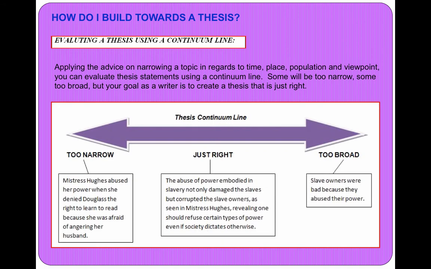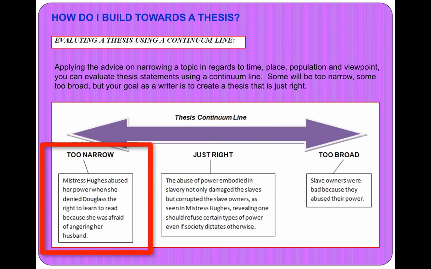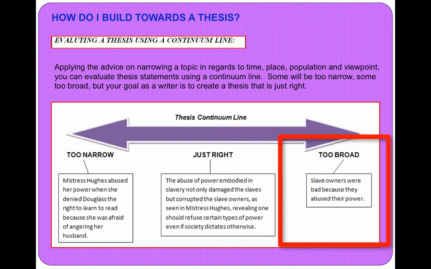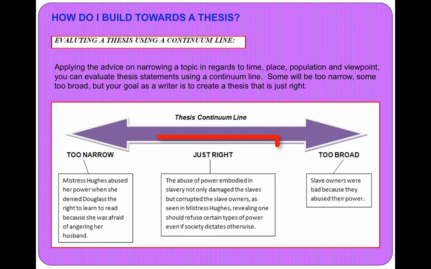Thesis continuum line. Too narrow: Mistress Hughes abused her power when she denied Douglass the right to read because she was afraid of angering her husband. Too broad: Slave owners were bad because they abused their power. Just right: The abuse of power embodied in slavery not only damaged the slaves but corrupted the slave owners, as seen in Mistress Hughes, revealing one should refuse certain types of power even if society dictates otherwise.